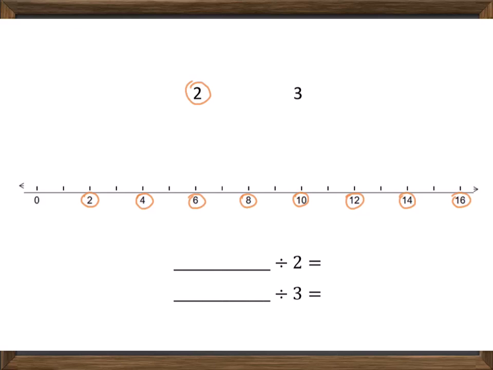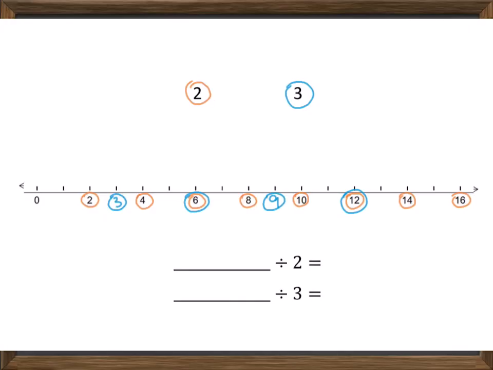Now let's go through and circle the multiples of 3. Well, 3 times 1 is 3. Have to write that one in. 3 times 2 is 6. 3 times 3 is 9. 3 times 4 is 12. 3 times 5 is 15.